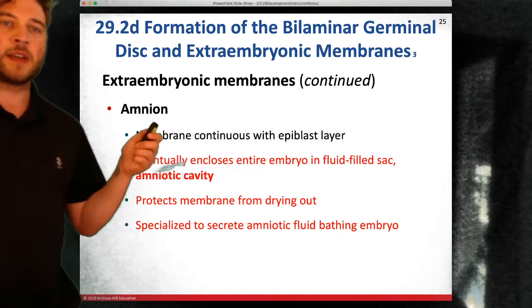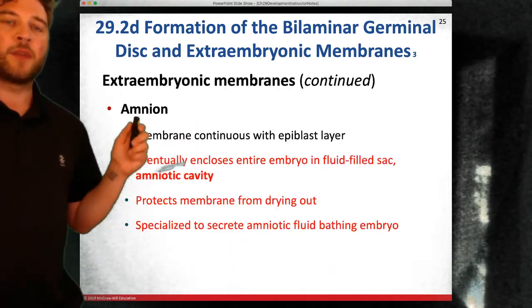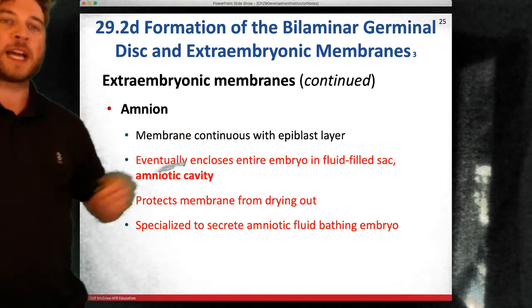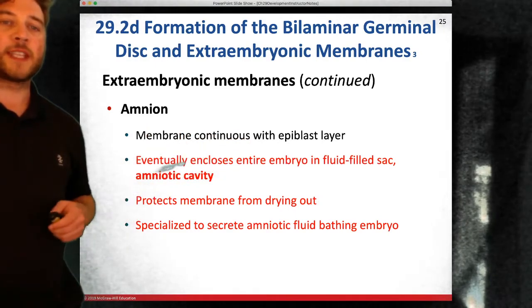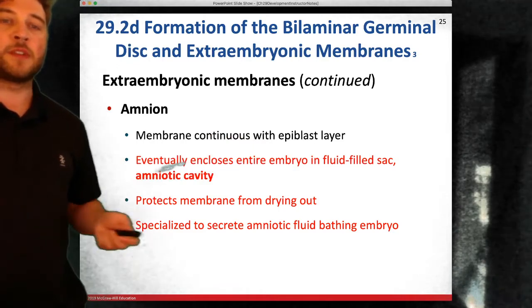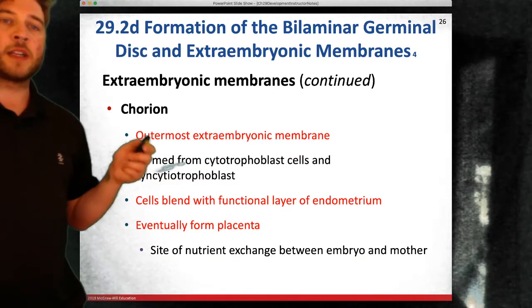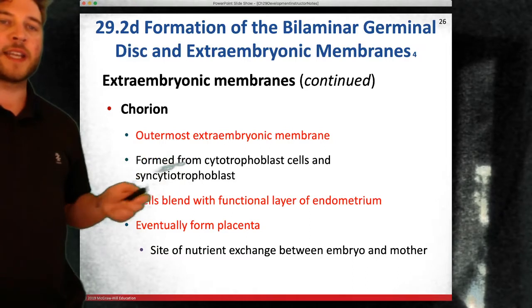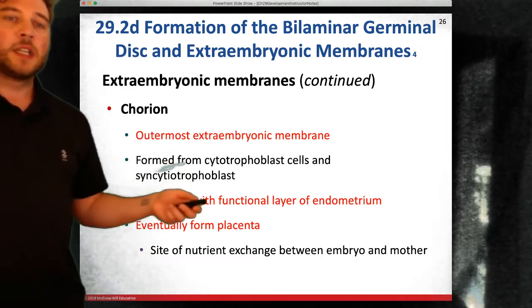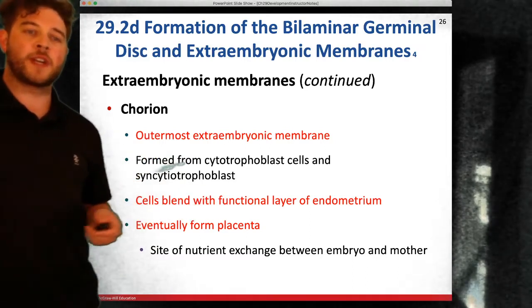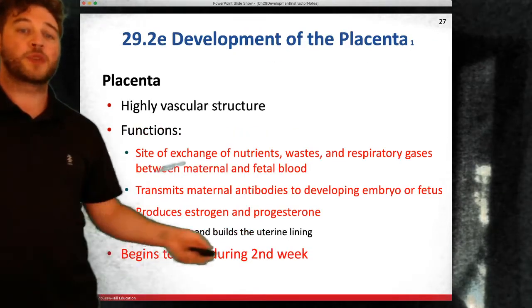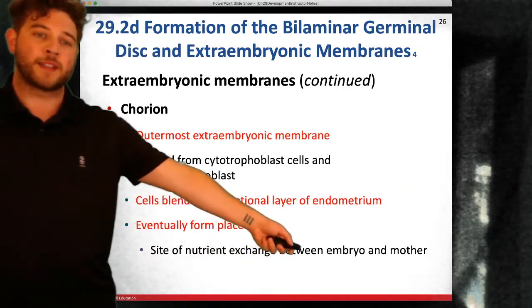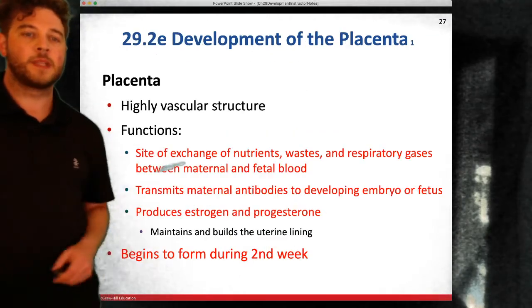So for the amnion, it's from the epiblast. It forms the amniotic cavity, protects from desiccation, and secretes fluid. The chorion is the outermost, from the cytotrophoblast and syncytiotrophoblast. It blends with the functional layer to form the placenta for gas and nutrient exchange between the embryo and the mother, not from the outside world, but between the embryo and the mother.